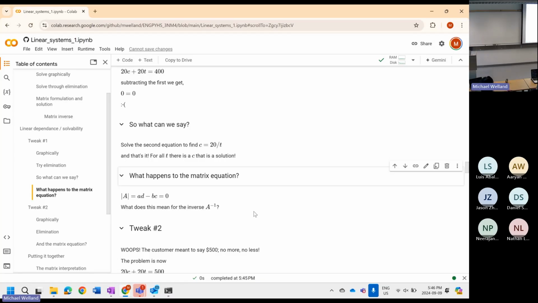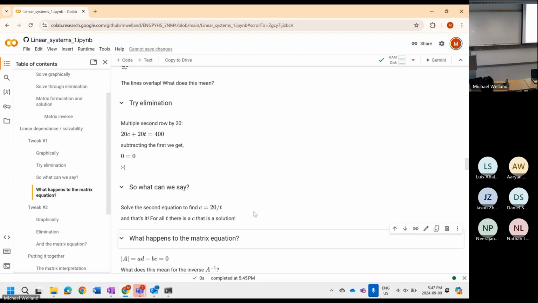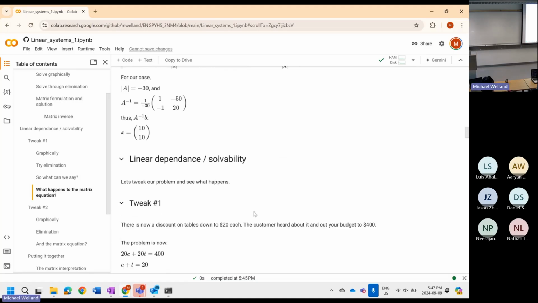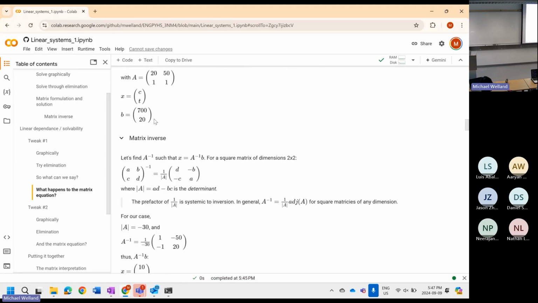Not invertible. What actually happens when you go and calculate the inverse, though? It approaches infinity. You've got 1 over 0, goes off to infinity, and everything dies.